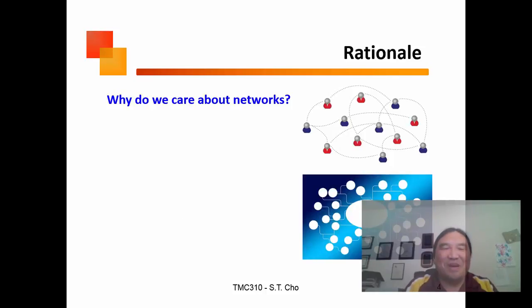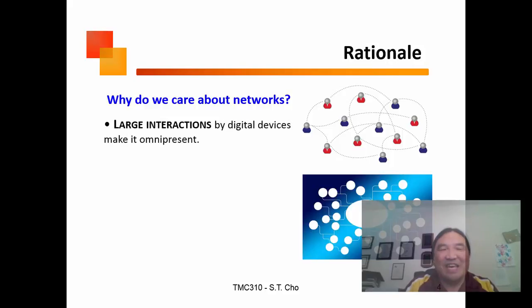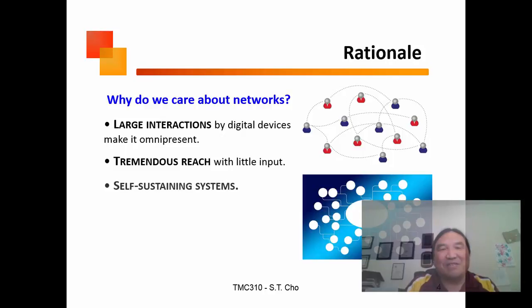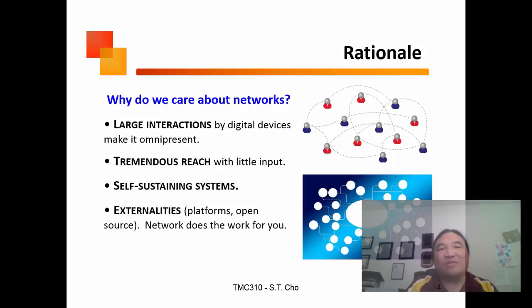So why do we care about networks? Well, first of all, digital devices are everywhere, so we can contact anybody anytime. Not only that, but we get a lot of reach without a lot of input. These systems can be self-sustaining: once you reach critical mass and once they're going, to keep it active you have to do relatively very little. There's also something called externalities, where people will do things and you don't have to do anything, but you profit off of it.